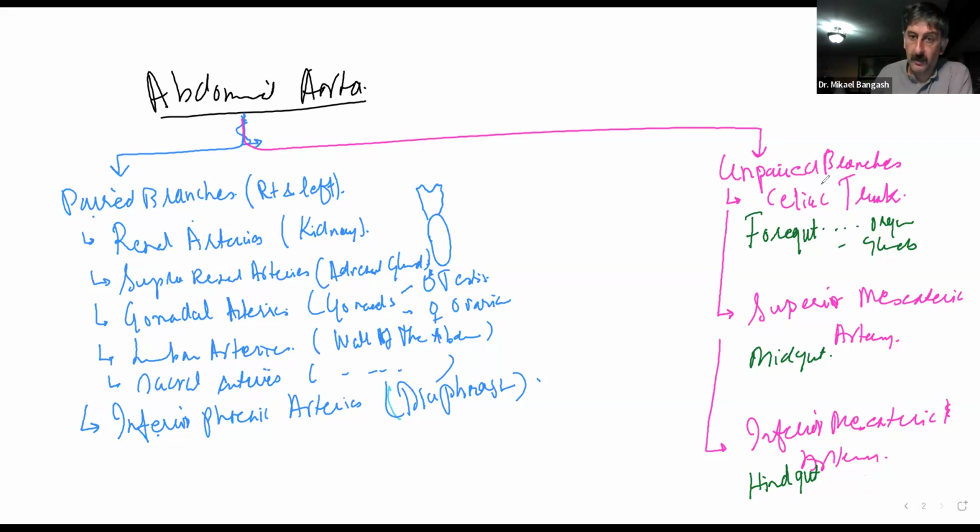So that's pretty much what is supplied respectively by the celiac trunk, superior mesenteric artery and inferior mesenteric artery. But the reason that I say unpaired is because you're not going to find a right and left celiac trunk. You're not going to find a right and left superior mesenteric artery. You're not going to find a right and left inferior mesenteric artery. These are just 1, 1, 1.